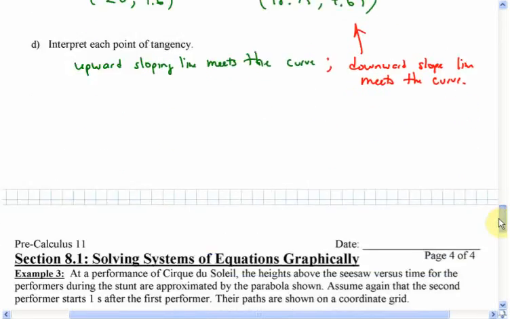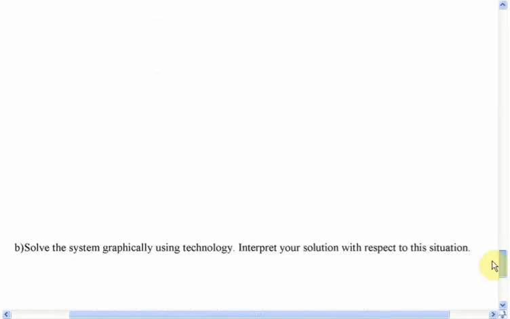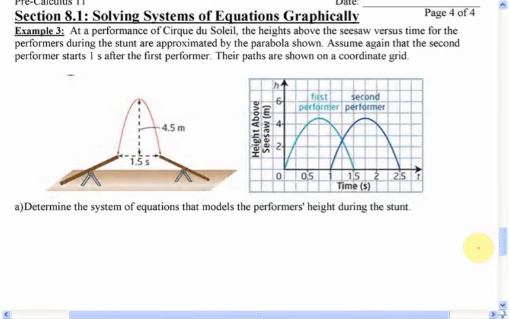Alright, last page. Last example, okay? This one talks about a performance of Cirque du Soleil and the heights above the seesaw versus the time for performers during a stunt. So, Cirque du Soleil does a whole bunch of different stunts. They say the two stunts are approximated by the parabolas as shown. Assume again that the second performer starts 1 second after the first performer, and their paths are shown on this coordinate grid here. So you see the first performer in green, and the second performer in blue.